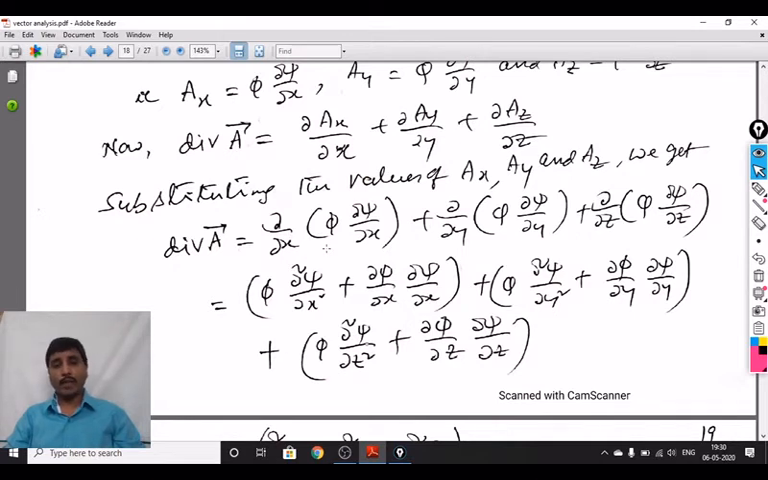Hence, this equation can be expressed by using the product rule as div A bar is equal to phi dou square psi by dou x square plus dou phi by dou x into dou psi by dou x, plus phi into dou square psi by dou y square plus dou phi by dou y into dou psi by dou y, plus phi into dou square psi by dou z square plus dou phi by dou z into dou psi by dou z.